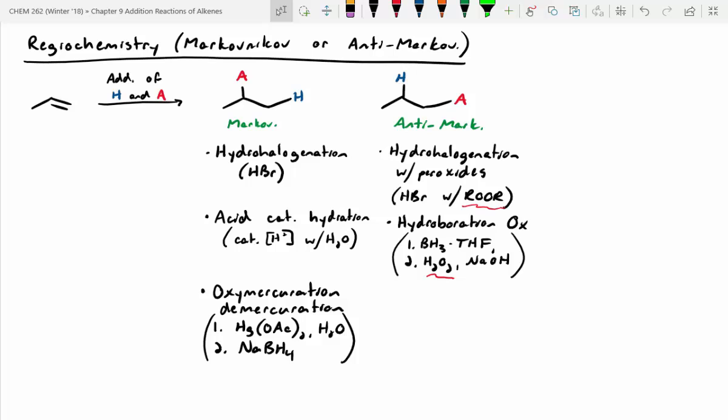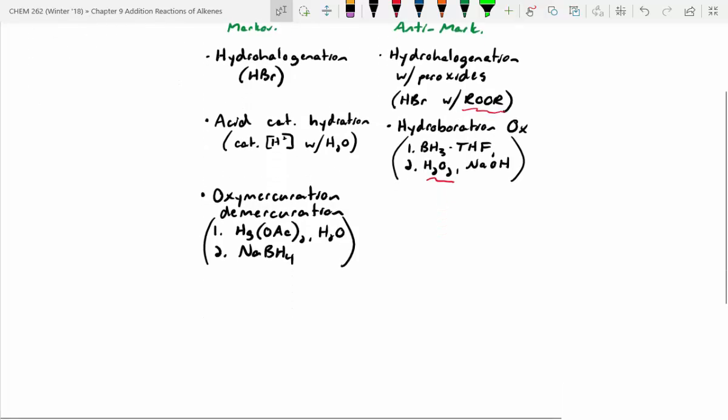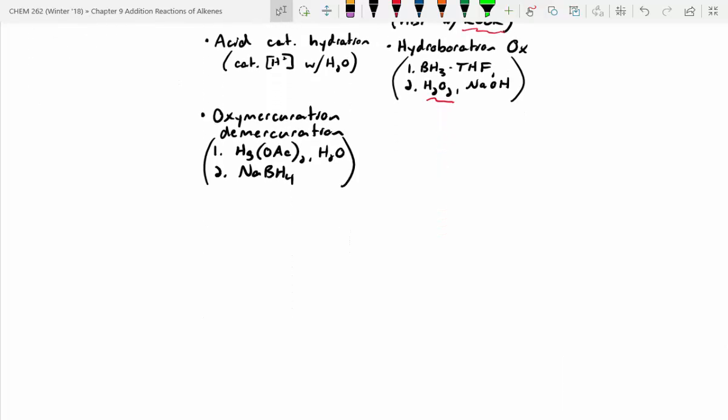But I always like to organize things into charts like this as a way of keeping track of everything. All right, so that tells you which carbon things get attached onto. But additionally, we need to pay attention to whether or not things are going to be syn or anti to one another. So let's make a list of that. And that falls under stereochemistry. So syn versus anti addition.